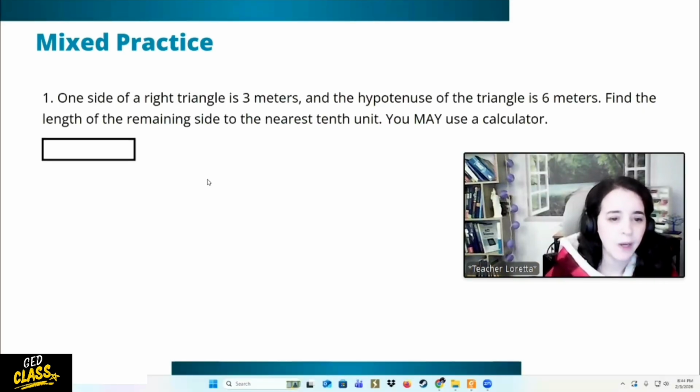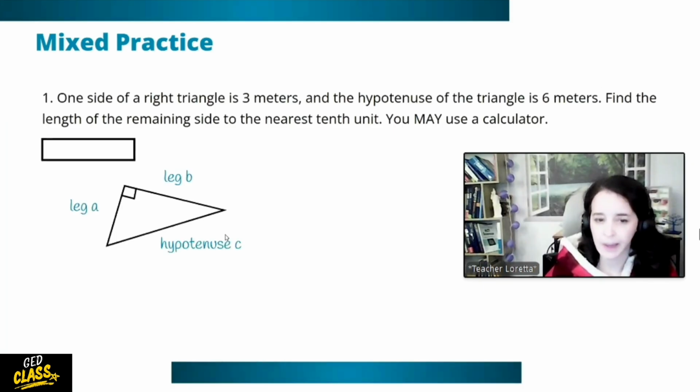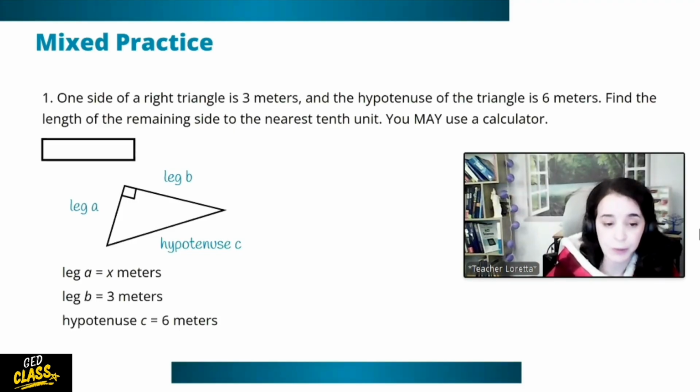So, if we kind of drew a picture here, we could label one side like A, like B, and the hypotenuse C. Like A is X meters. We don't know what it is. Like B is 3 meters. We do know it's 3 meters. And we'll call our hypotenuse C, and it is 6 meters. That is just the information they gave us, right? That one side is 3 meters and the hypotenuse is 6 meters.